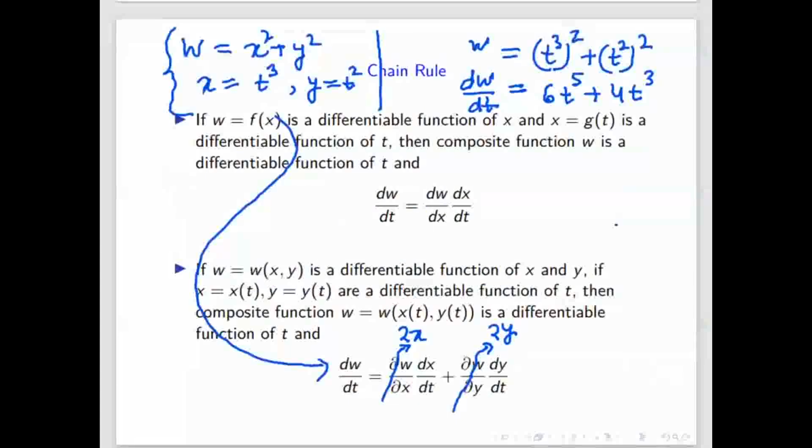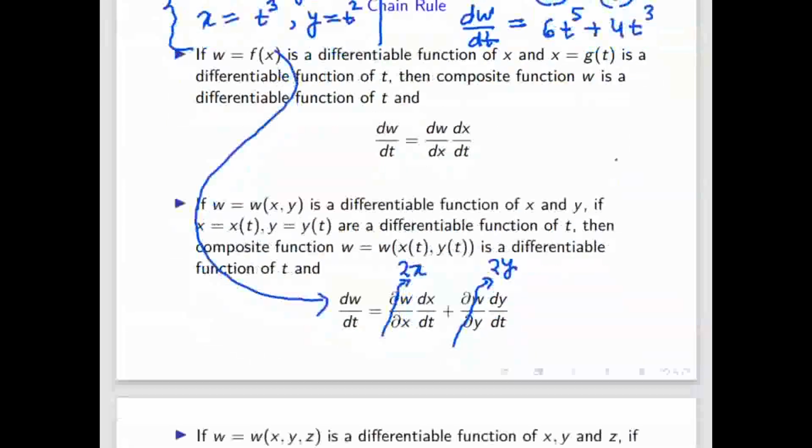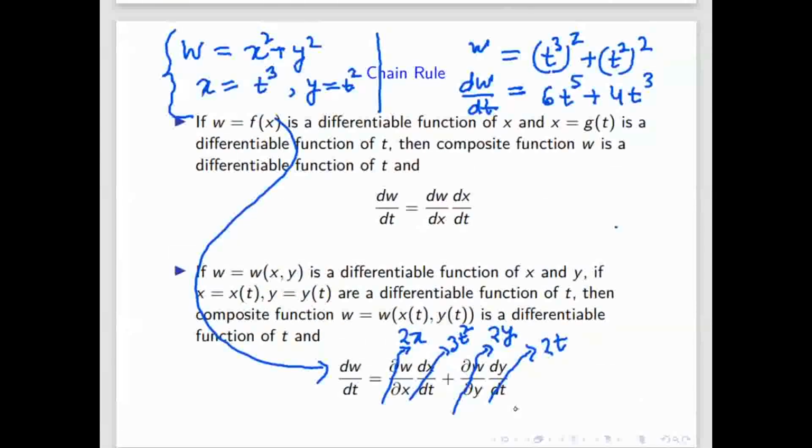And then multiply by dx by dt. So the derivative of x, which is given as t cube, will be 3t square. The derivative of y will be 2t. And x is given as t cube and y equal to t square. So in del w by del x, which is 2x, that is nothing but 2t cube, because x is t cube. So we can convert everything into t and we will get the answer in terms of t.